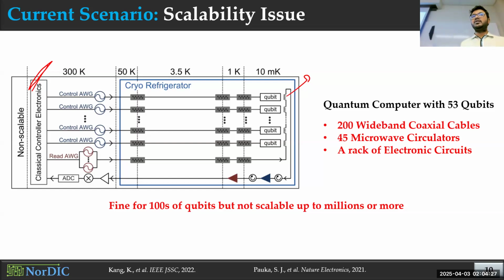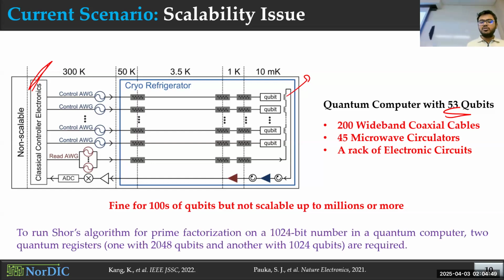And you can see that from one recent report: to control a quantum computer with only 53 qubits, they needed 200 coaxial cables, 45 microwave circulators, and a rack full of electronic circuits. You see, now if you want to have thousands of qubits, you can easily imagine the overhead from the classical part, right? And that's solely because of using those room temperature components.